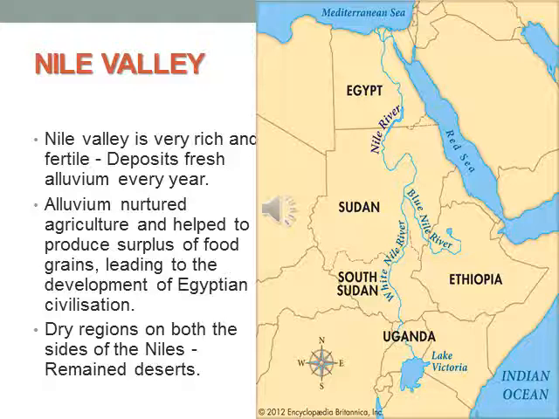The alluvium developed agriculture in and around the Nile Valley region and helped to produce surplus food grains, which led to the development of Egyptian civilization. The dry regions on both sides of the Nile remain desert. Apart from the river Nile region, the remaining region of Egypt was desert. That's why they called Egypt the gift of the Nile. The Nile Valley is very rich and consists of fertile soil because the Nile river deposits fresh alluvium every year. This alluvium helped to develop agriculture and thus produce a surplus of food grains, leading to the development of Egyptian civilization. The dry regions on both sides of the river Nile, however, remain desert.